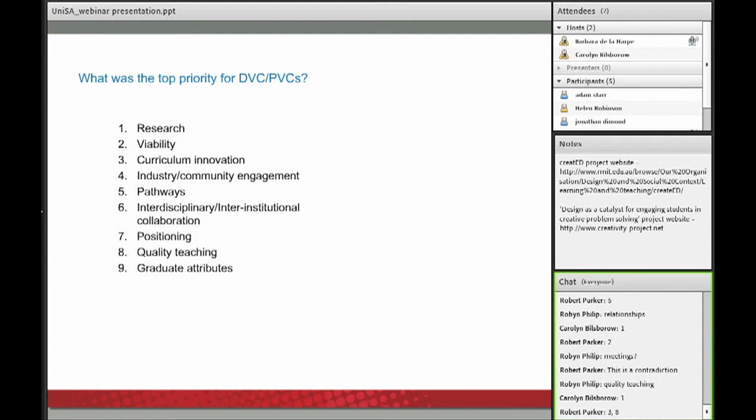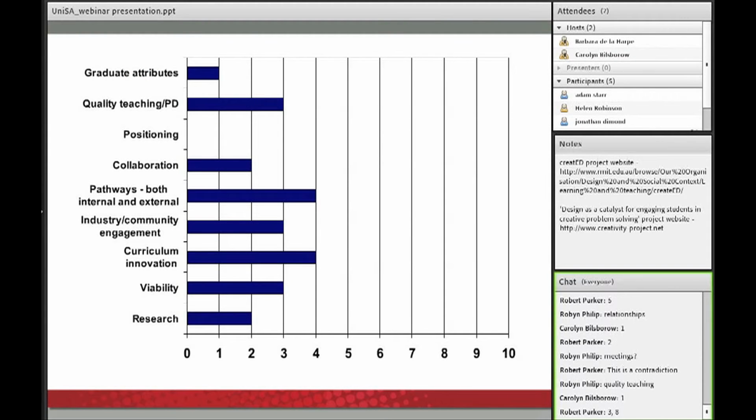What's the answer? Curriculum innovation. Yep. And pathways, both internal and external. And quality teaching was up there, so well done for that, and a lot of industry engagement, and then viability in terms of keeping the creative arts alive.